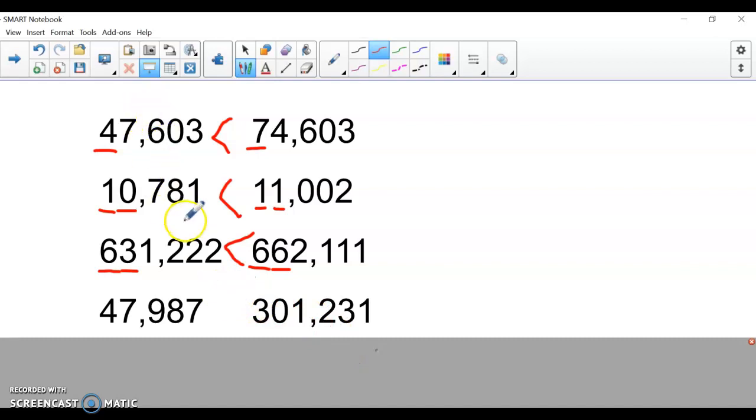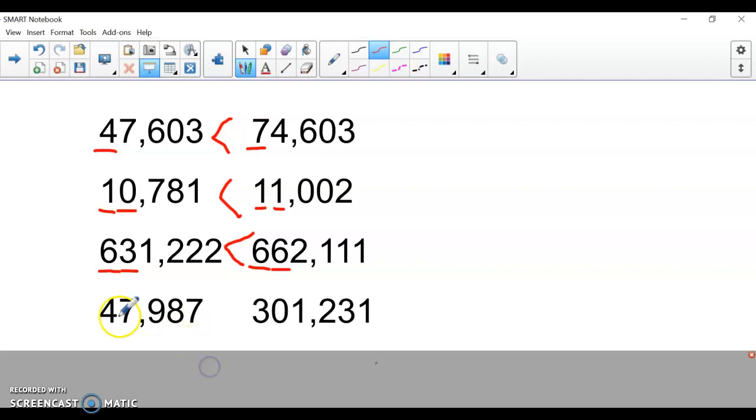Let's do one more. Okay, let's see. I'm confused with this one. I have my 10,000s here. This number is longer, though. So this number has a 100,000s place, and this number doesn't. So really, what we can think of, this has 0 100,000s. Well, 3 is more than 0, so this number has to be larger.